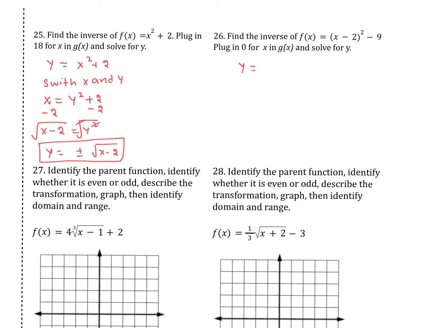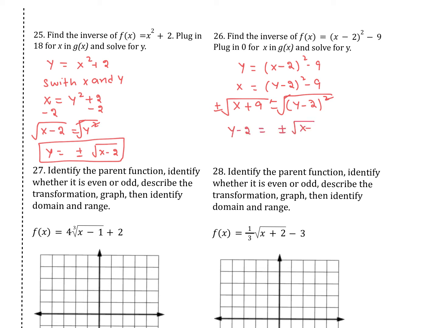For 26, set f(x) equals y, which is (x minus 2) squared minus 9. Switch x and y, and then solve for y. So plus 9 on both sides. Take a square root on both sides so that the square and square root cancel. So y minus 2 is plus or minus the square root of x plus 9, then plus 2 on both sides. Y equals 2 plus or minus the square root of x plus 9 is your answer.